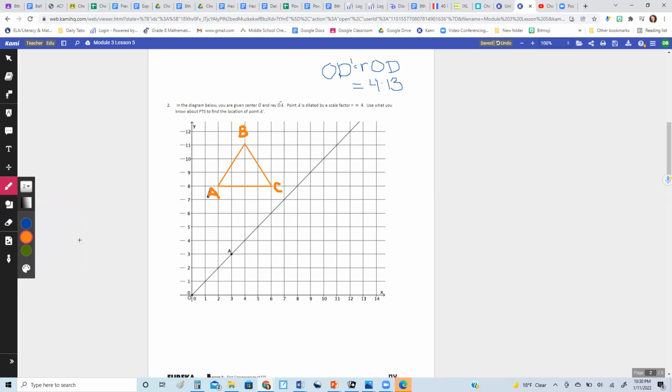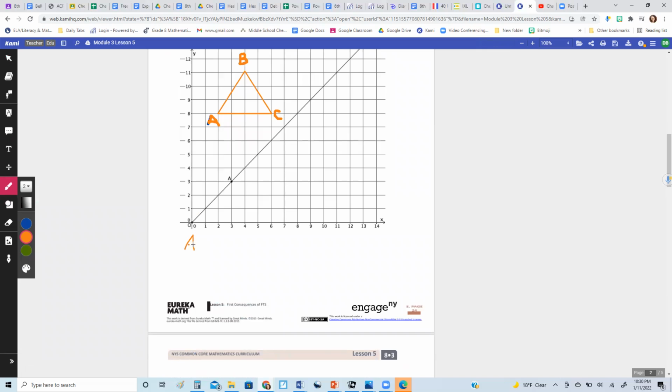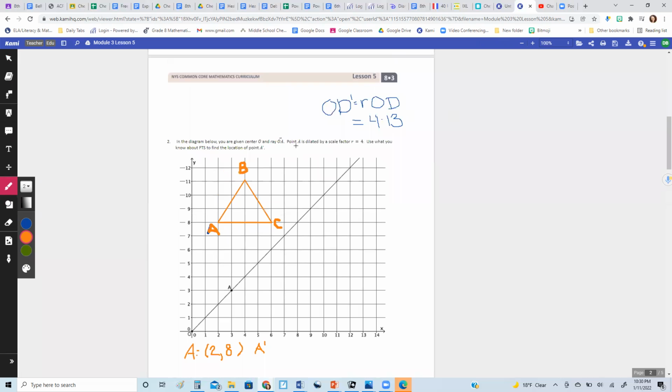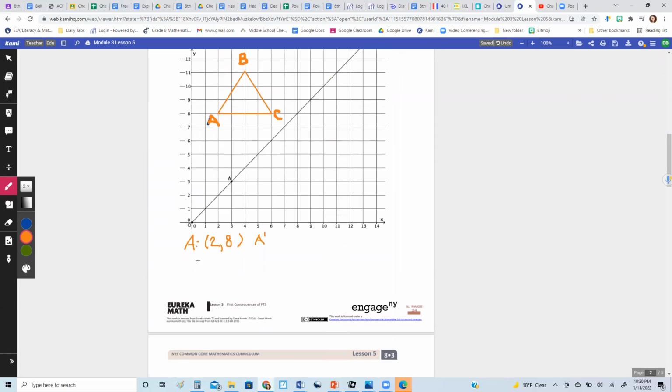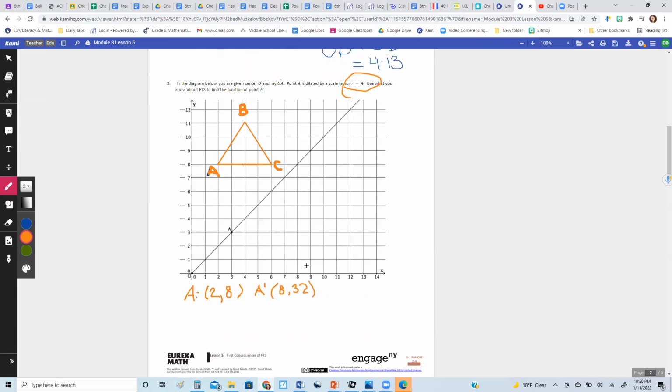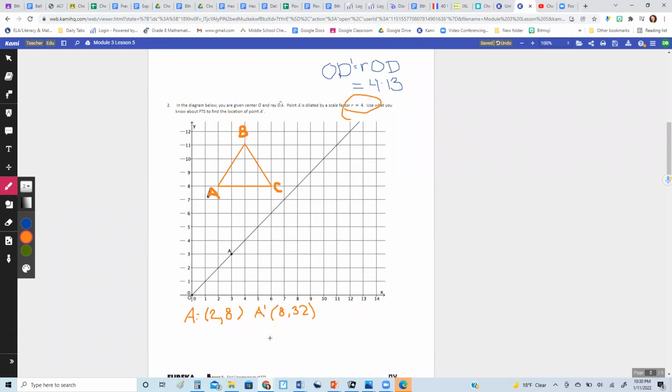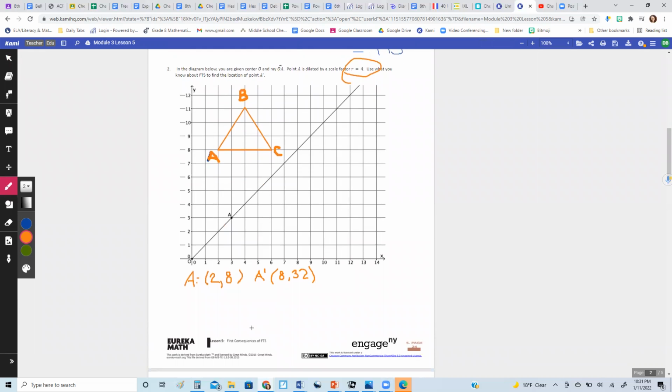So the first thing I need to do is figure out the coordinates of A. The coordinates of A are 2, 8. So let's figure out what A prime is. Well, R is still 4. That hasn't changed. So I have 2 times 4 is 8, and I have 8 times 4 is 32, which under no circumstances would fit on my little graph here that only goes up to what? 14? No, 12 there, 14 there. So it wouldn't fit on my graph, but I can sure tell you what those coordinates are. I don't have to be able to see them.